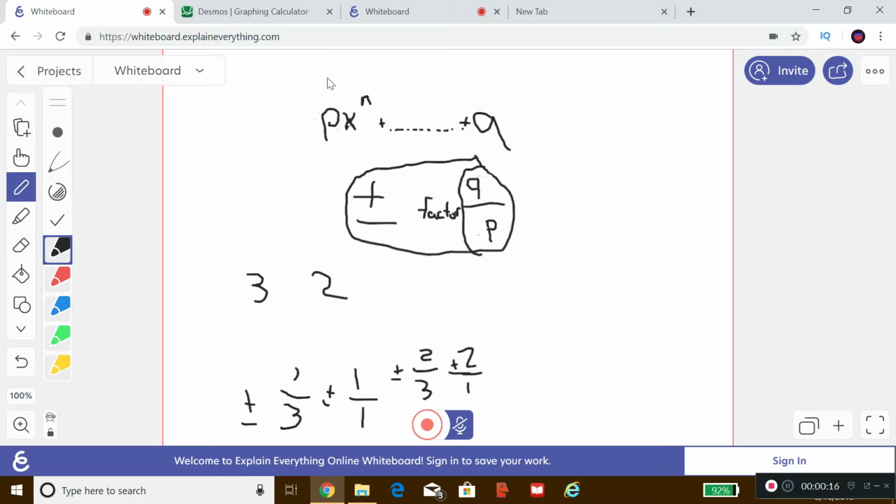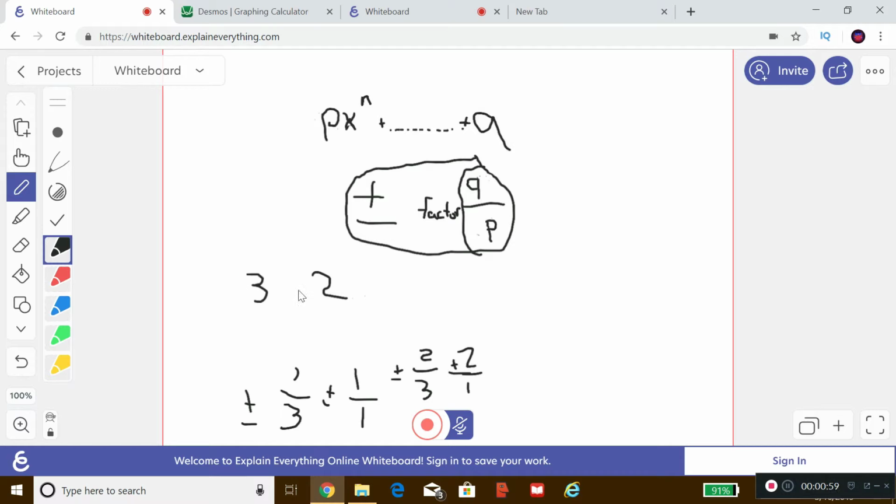So let's say we have a function looking like p x to the n plus something x to the n minus 1 plus something x to the n minus 2, and then all the way on till you get the x to the 0 term, which we're going to call q. So all possible rational roots of this are going to be a factor of q over a factor of p, right?